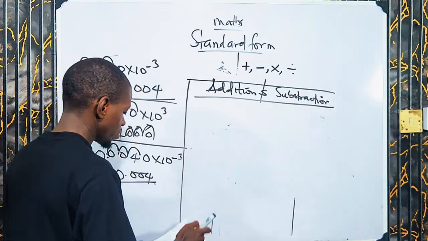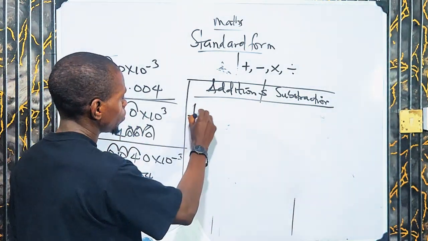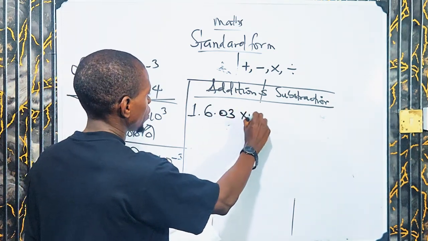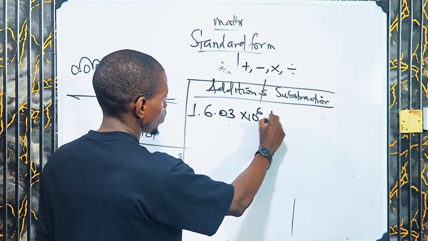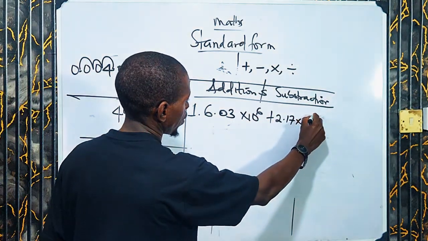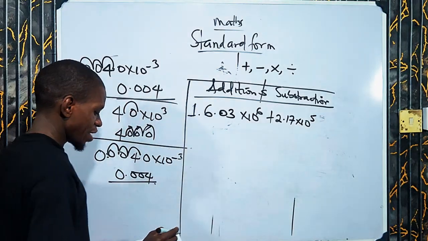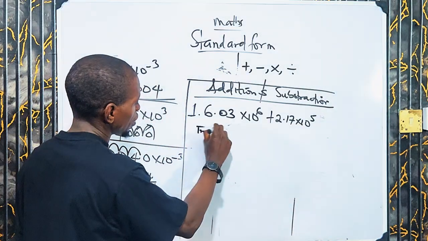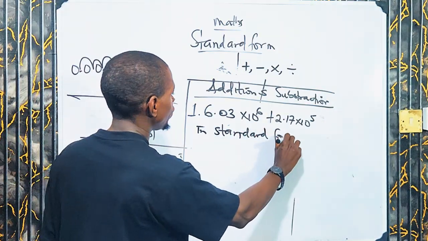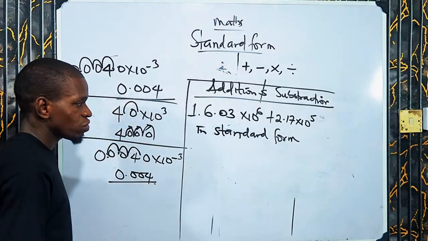Assuming you have example 1: 6.03 times 10 to the power 6 plus 2.17 times 10 to the power 5. And you're asked to leave it in standard form. So how do you leave this in standard form? This is very simple to solve.